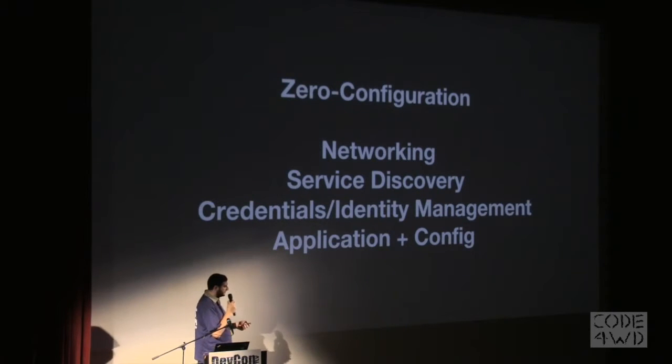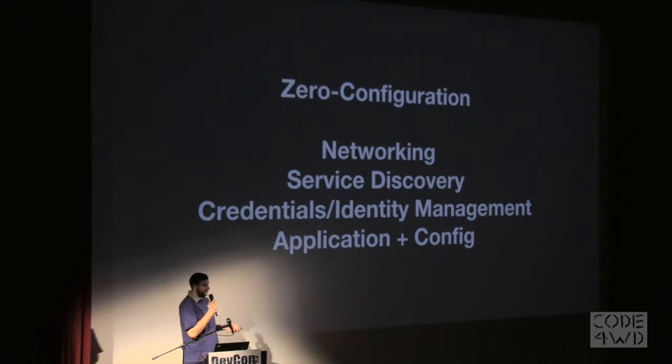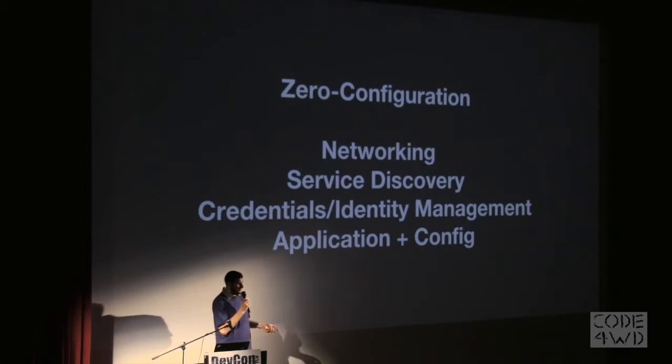Zero configuration has four basic main components: networking, service discovery, credentials and identity management, and application and config. Networking is when the machine comes up, the machine needs to know where it is on the network. The public cloud providers all make this really easy for us. They do it for us. When you come up, you get DHCP, you get a private IP address. If you want, you get a public IP address. Life is good.